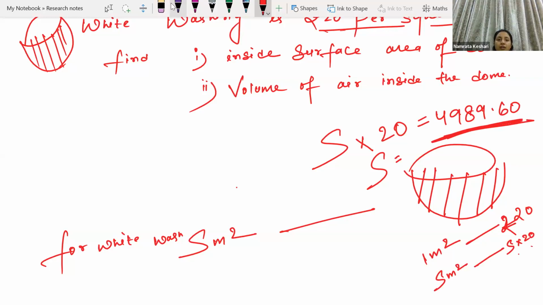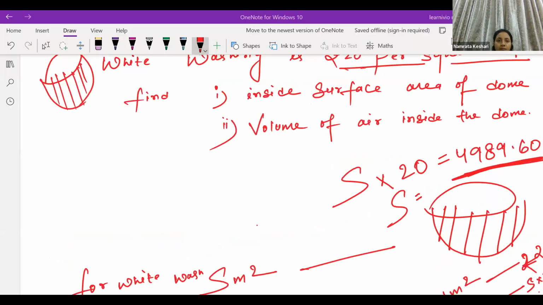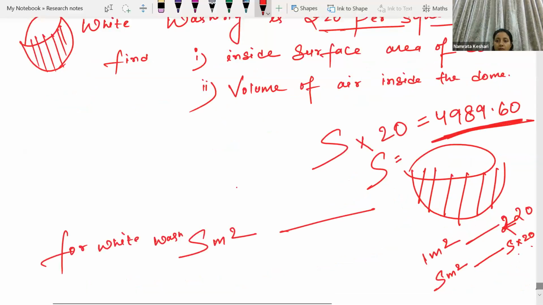Everyone, is it clear? Farhan, Sarah, who else is there? Is it clear? Irshad, you got it right? Yes. Yes, rest of the students. Sarah, are you getting it? Yes, ma'am. Farhan, okay, you will get the S value when you divide 4989.60 by 20.